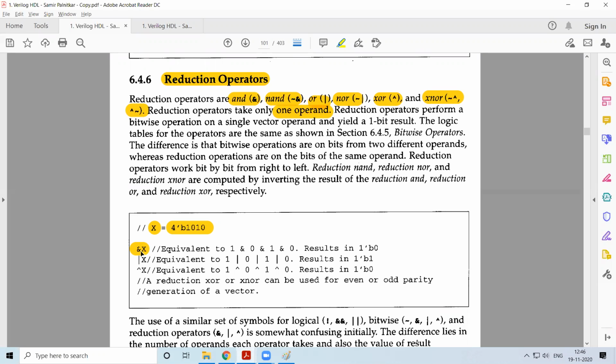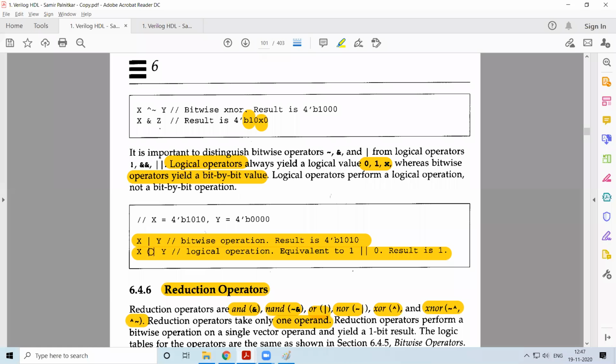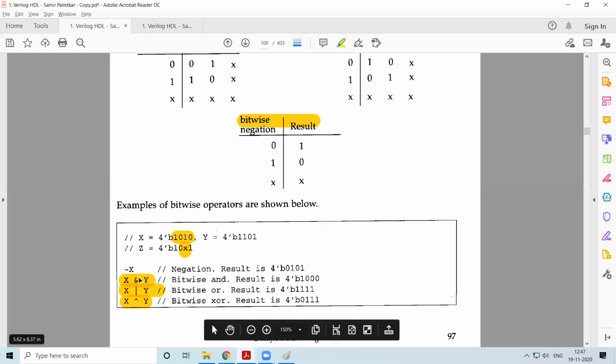Here we perform a bit by bit operation and see what the overall result is. The ANDing operation is required, it is a reduction, and only one operand is there. This is how I identify that this is a reduction operator. Ampersand is a reduction operator, not the bitwise operator. Here we can see that AND is present between two operands, so this is a bitwise operator.